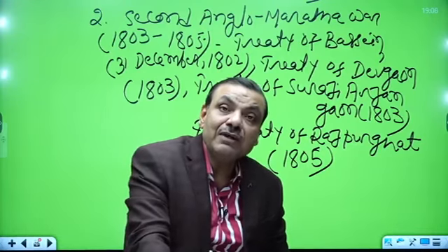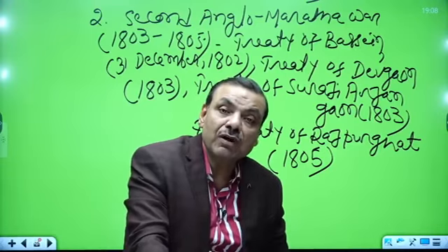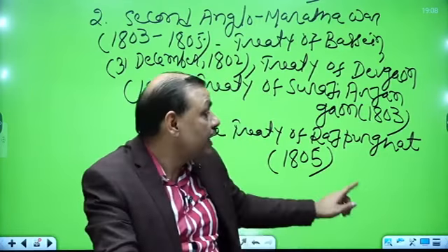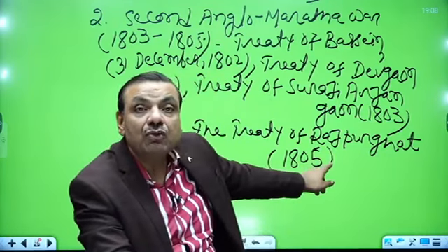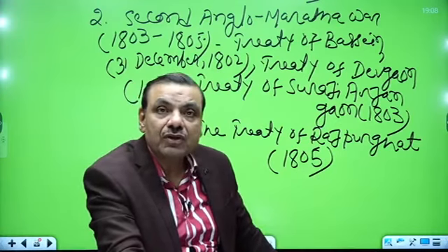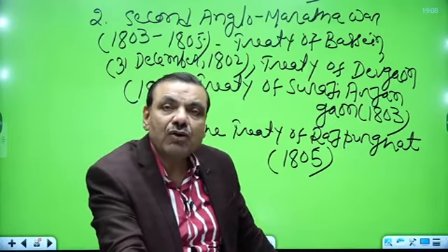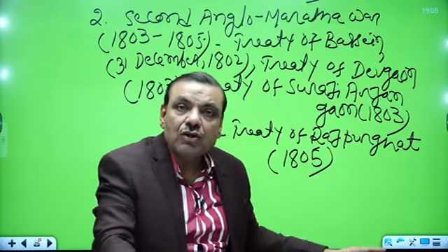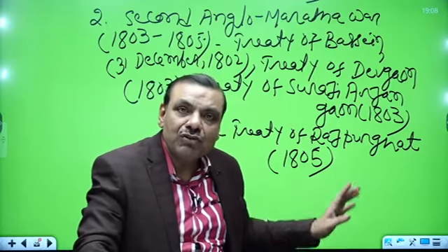So for the time being, he was promoted to the post of Governor General. And it was George Barlow who finally signed the Treaty of Rajpur Ghat with Yashwantrao Holkar. So thus ended the Second Anglo-Maratha War. So thus this story ended. So my students, in this way this war ended.